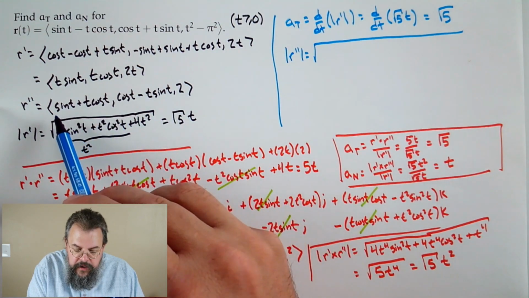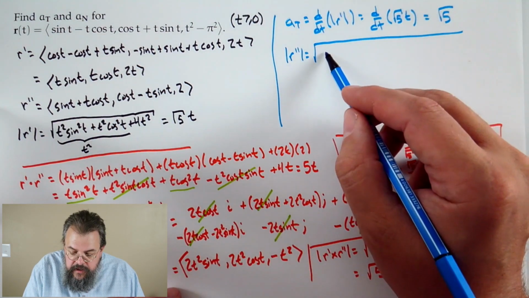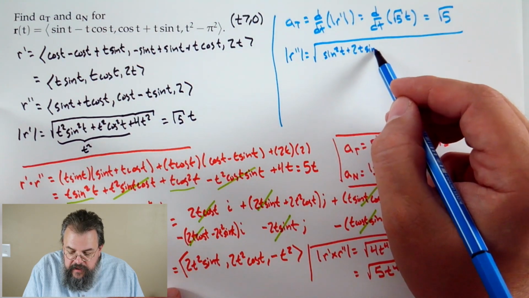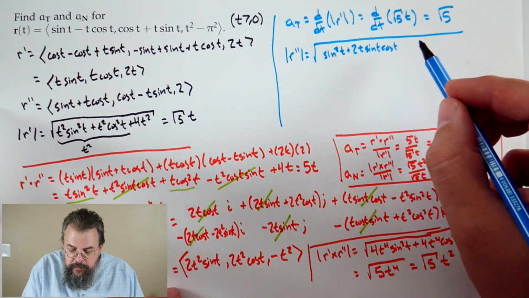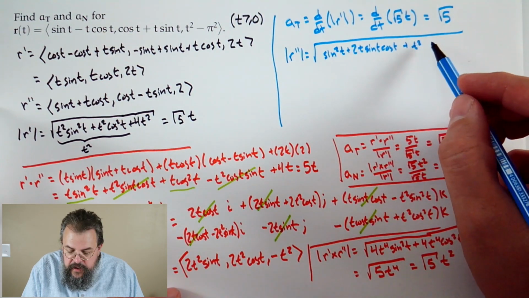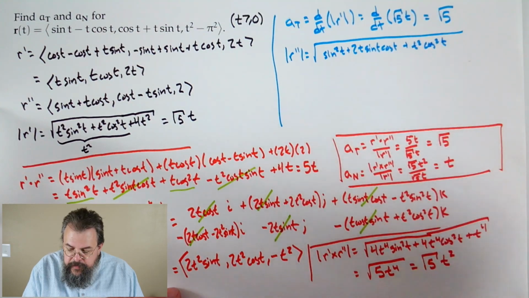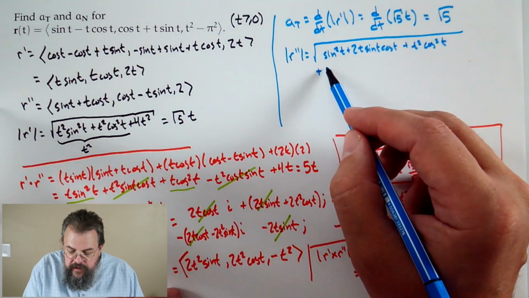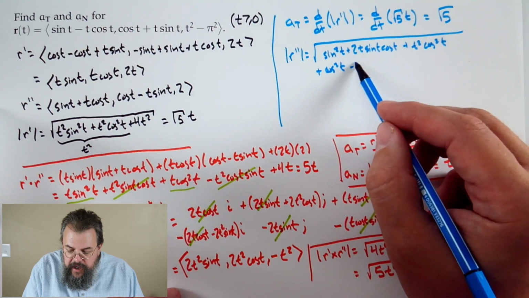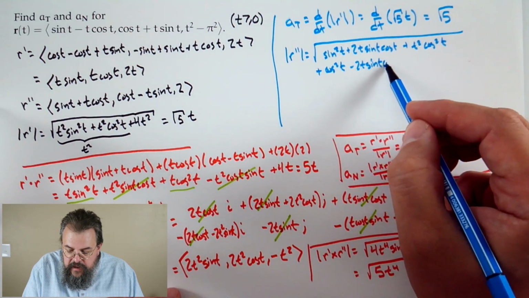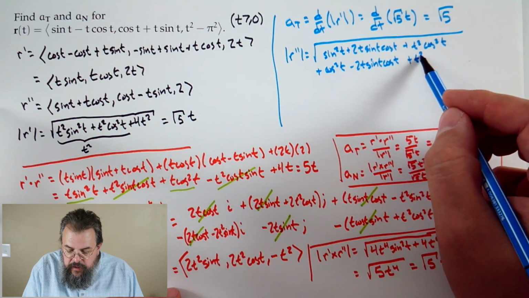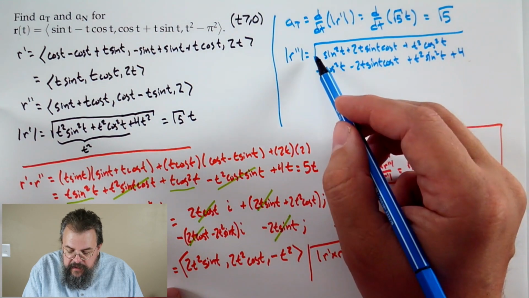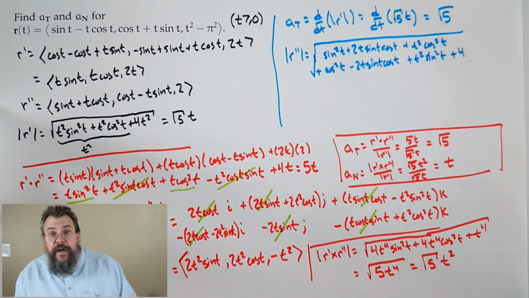So square root of the x term would be sine squared plus 2t sine t cosine t plus t squared cosine squared t. All right, I don't have enough space, so I'm going to write the next square underneath it. So plus cosine squared minus 2t sine t cosine t plus t squared sine squared t, and then plus 2 squared is 4. Okay, so that's the magnitude of r double prime.